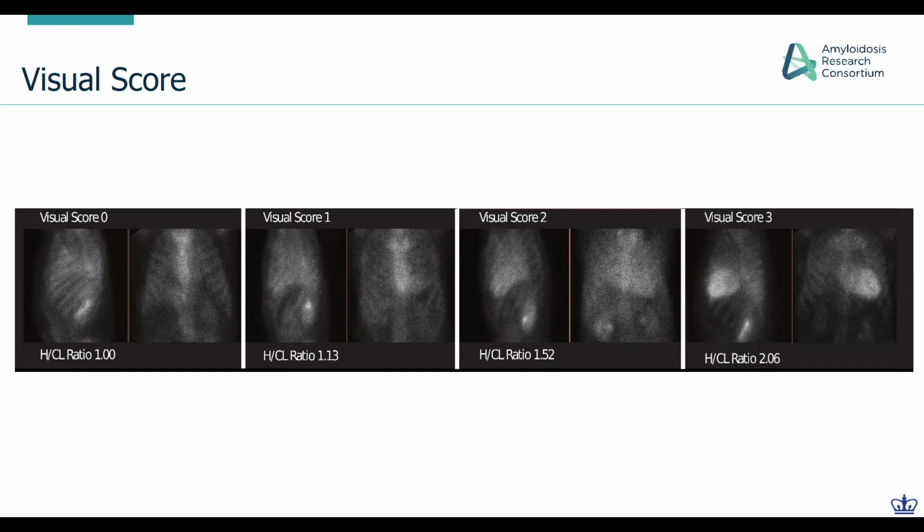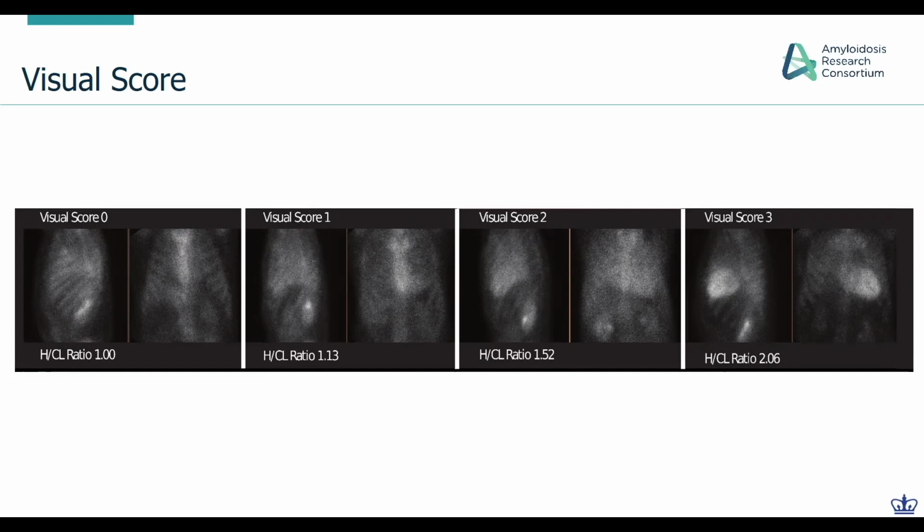The third one is TTR mutant type, which was a V122I mutation in this patient. And here the visual score is 2, equal to ribs, and heart to contralateral ratio is 1.52. So this is positive for TTR. The cutoff for heart to contralateral ratio is 1.5, and for visual score, the cutoff is 2 or greater. The final image shows a visual score of 3. This is wild type TTR, with a heart to contralateral ratio of 2.06, and this is positive for TTR cardiac amyloidosis.